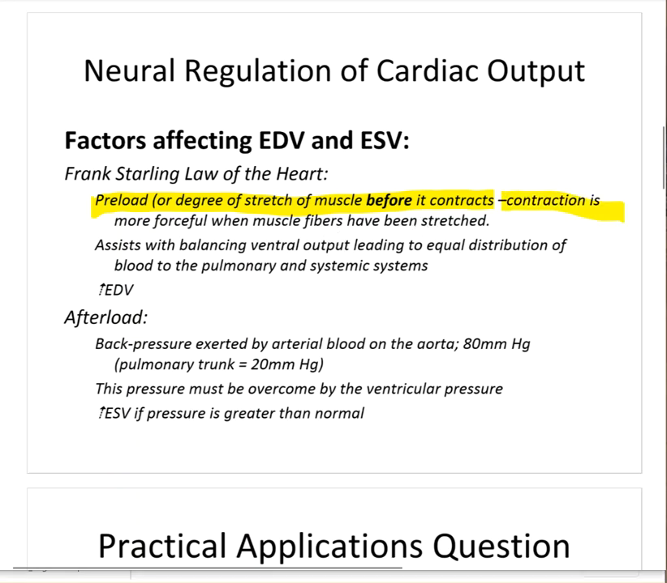Contraction, therefore, is more forceful when the muscle fibers have been stretched. So if we fill our ventricle with a lot of blood and really stretch the ventricle out, we will then contract harder and eject more blood. And that's why EDV goes up. The end diastolic volume goes up due to preload. We stretch the heart out, fill it with a lot of blood, and then we can contract and eject a lot of that blood. And this is a good thing because we can stretch more or not stretch and kind of balance out, making sure that the amount of blood between the two systems is very equal.